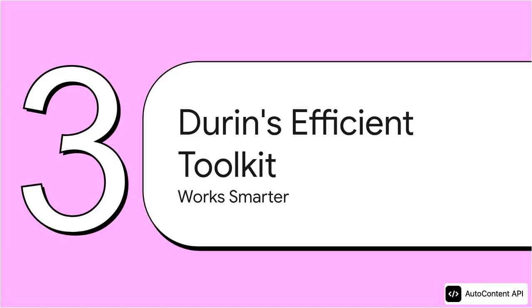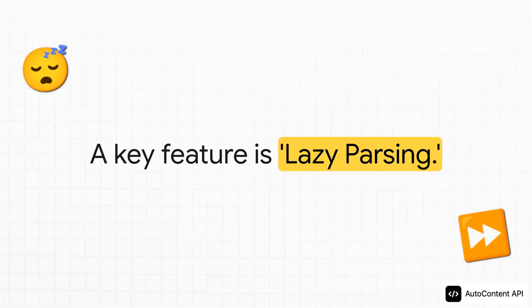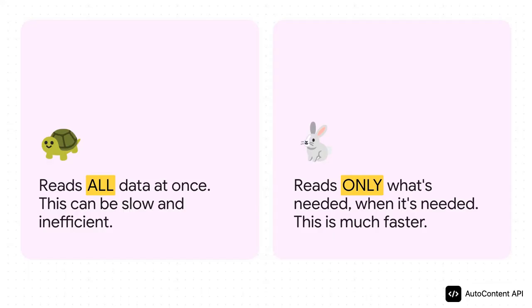But here's the thing, not all tools are created equal. What makes Durin so cool is how it goes about reading that map. It's designed from the ground up to be incredibly efficient, to work smarter, not harder. And for a developer on a deadline, that can be an absolute game changer. And its secret weapon, the magic trick that makes it all possible, is a technique called lazy parsing. I know, it sounds kind of funny, but it's actually a brilliant strategy for dealing with huge amounts of information without getting totally overwhelmed.